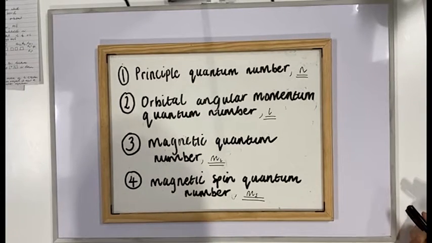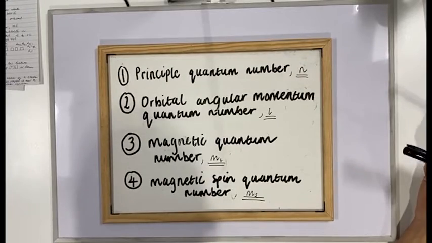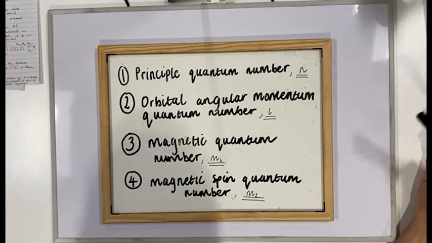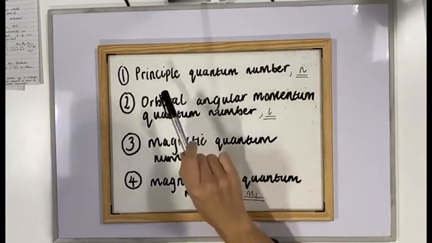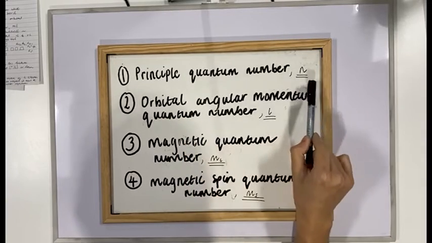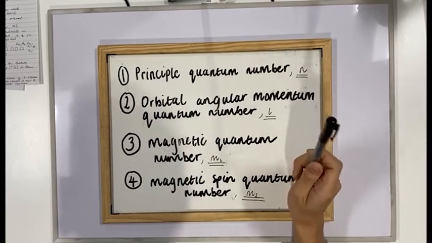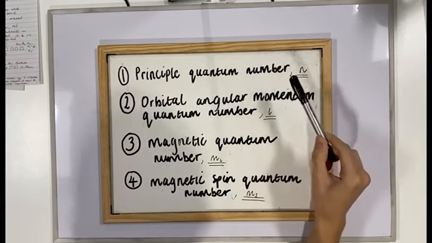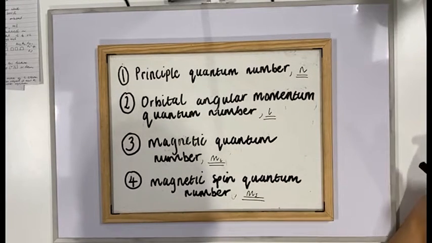Quantum numbers describe the electron's location, trajectory, and energy within an atom. There are a total of 4 quantum numbers that you need to know. The first quantum number is known as the principal quantum number, which is n. The principal quantum number describes the energy level the electron is located in, and therefore the size of the orbital.